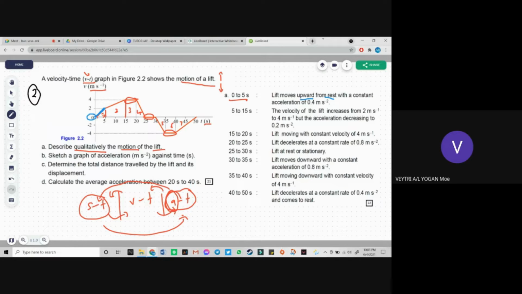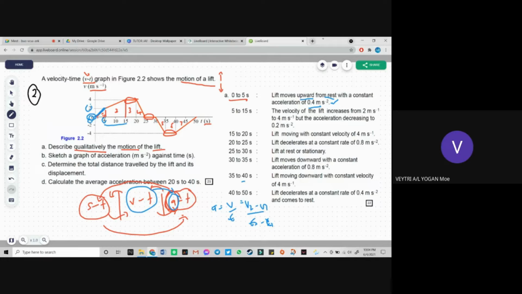I stated earlier, when it comes to VT, try to relate to AT. Why? A is the motion of 0.4. How do you get 0.4? Your acceleration is V over T, so you take V2 minus V1 over T2 minus T1. Over here, what is your V2? 2 minus 0 over 5 minus 0. You'll get 0.4 meter per second square. That's number one. Number two, 5 to 15.